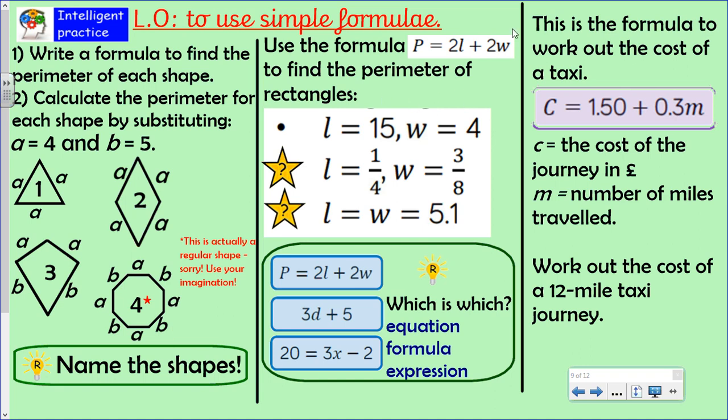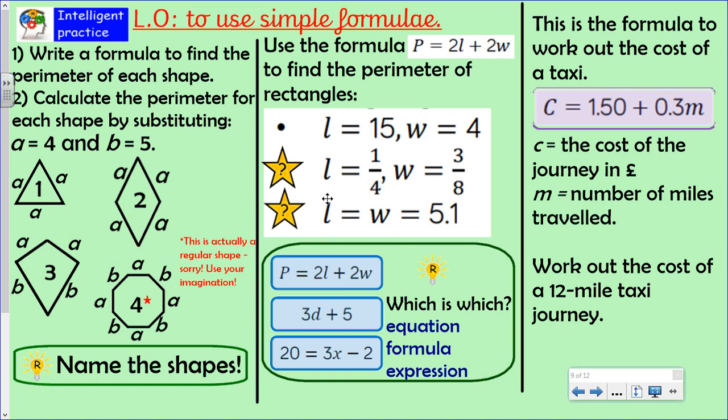So here is the perimeter formula that you wrote down before: 2L add 2W. If you want to use the one with the brackets, that's absolutely fine. Can you use either of the perimeter formulas to find the perimeter of these rectangles? So if the length is 15, the width is 4.